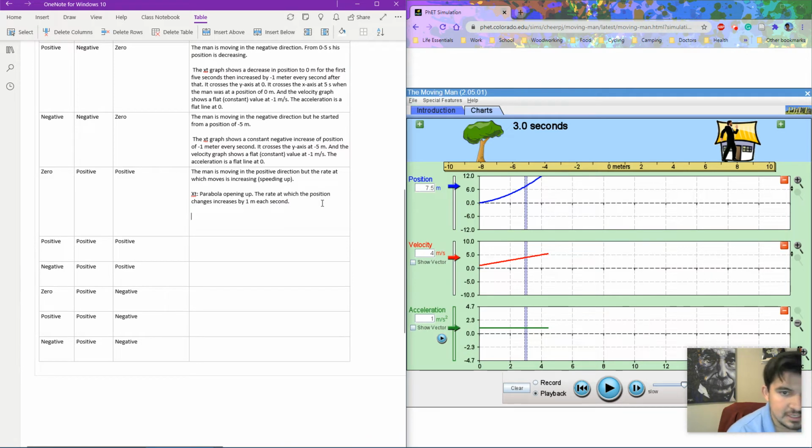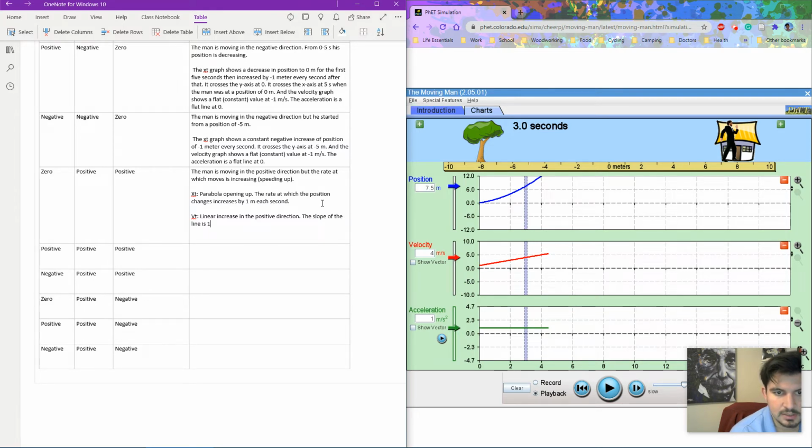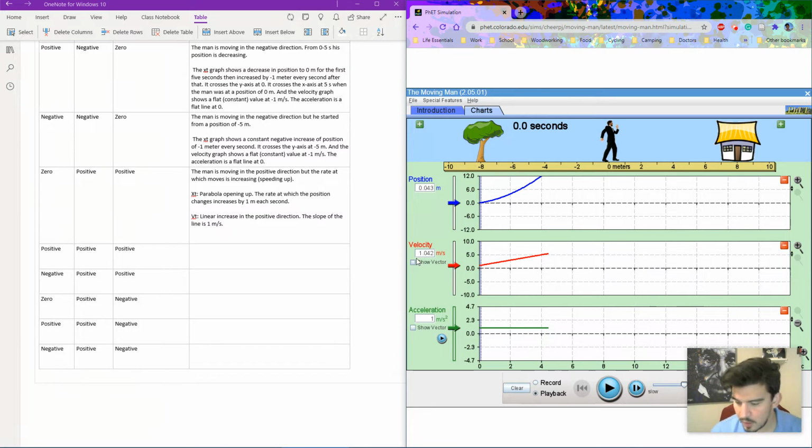Okay. On the VT graph, velocity time, we would see a linear increase in the positive direction. The slope of the line is 1 meter per second. We also would say that it crosses the y-axis at a value of 1, which tells us that at the beginning, when time was 0, his velocity was 1. And that's true. That's what we set it to.